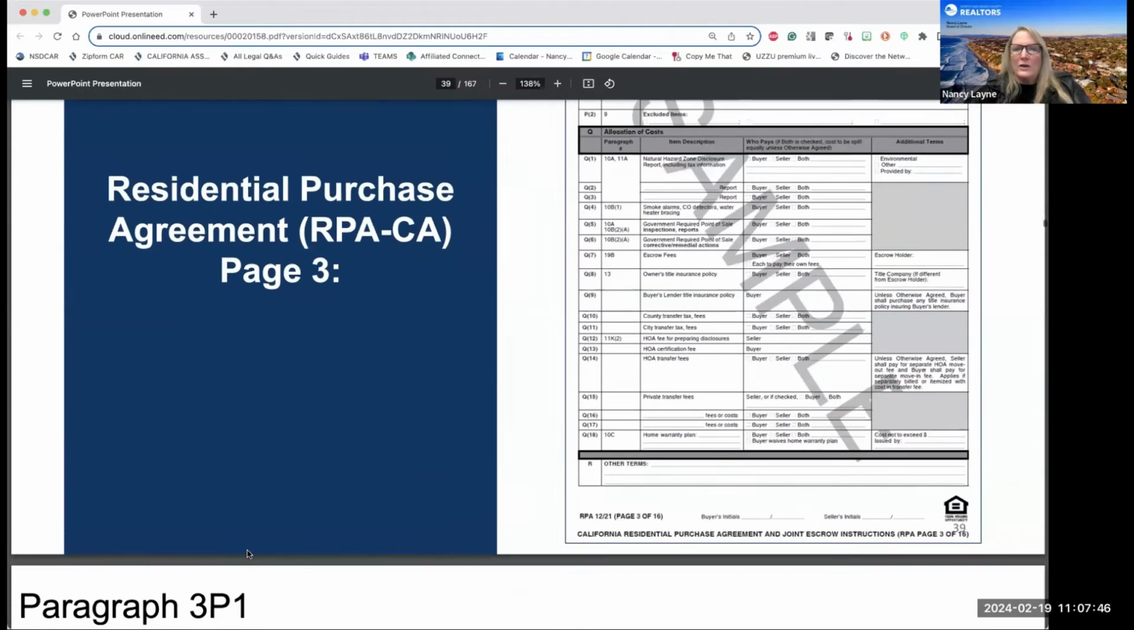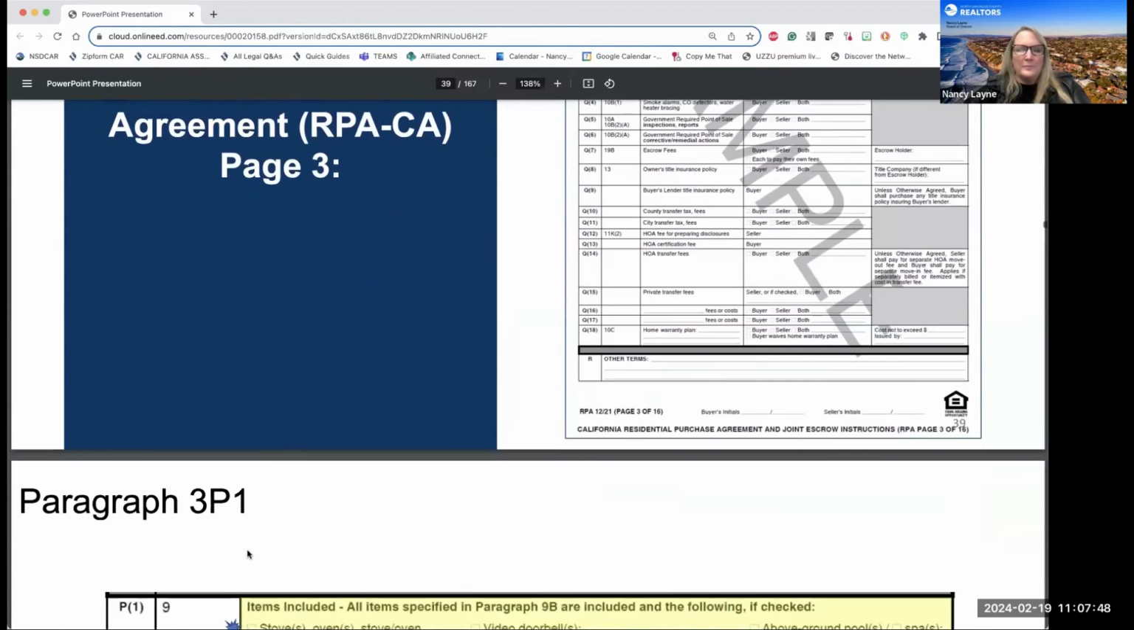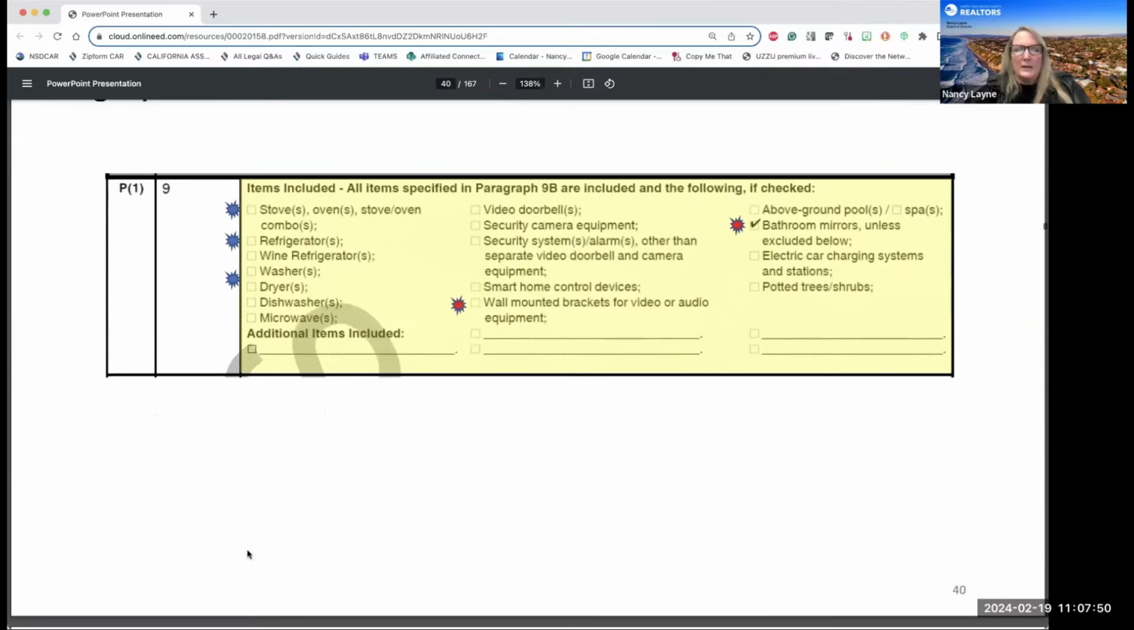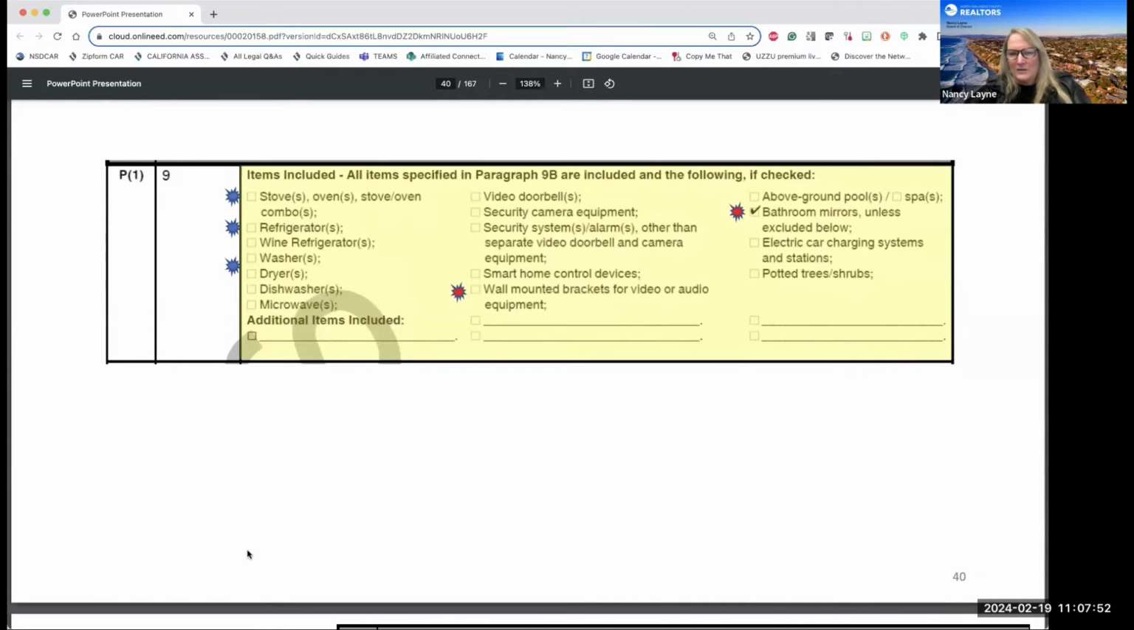Page 3 goes into, we're going to start here at the top, what's included. I love this one. This one just amazes me.